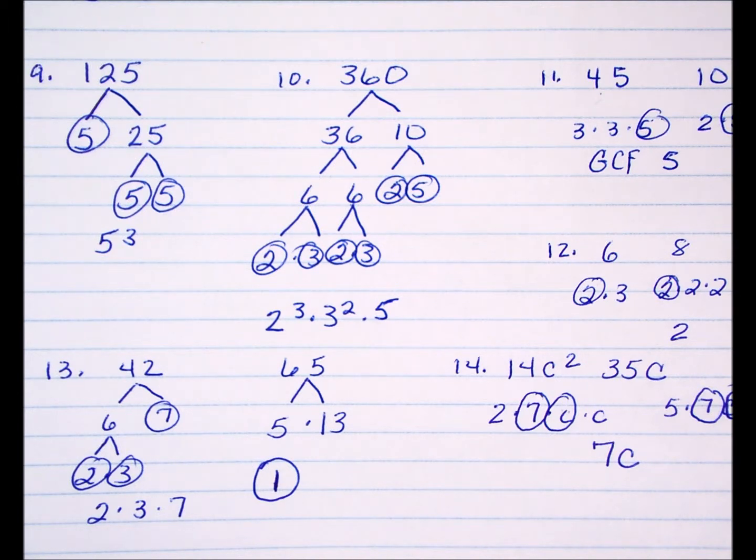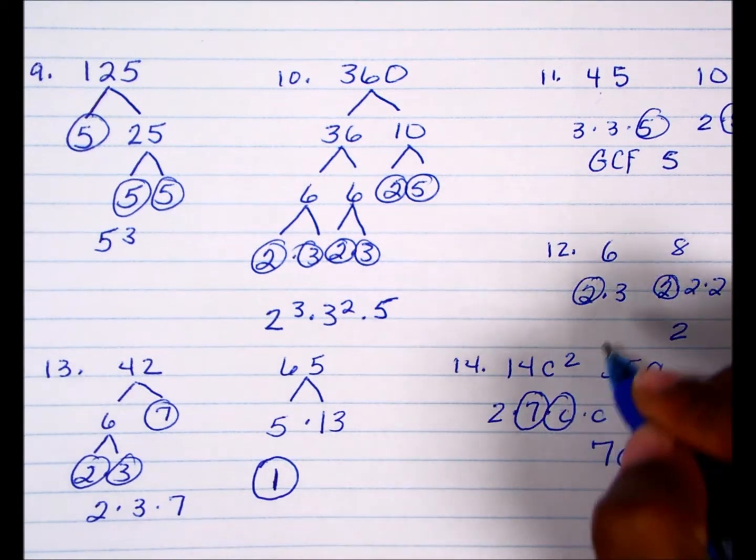In number 12, they asked for 3 numbers: 2 times 3 for 6, 2 times 2 times 2 for 8, and 2 times 2 times 3 for 12. But the only thing they had in common was a 2 each. So 2 is its greatest common factor.